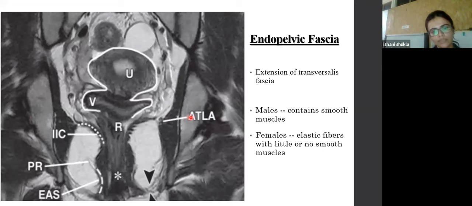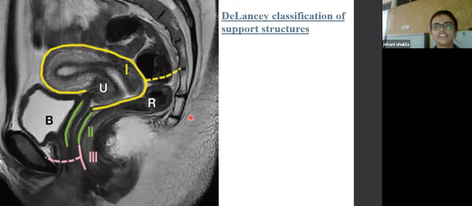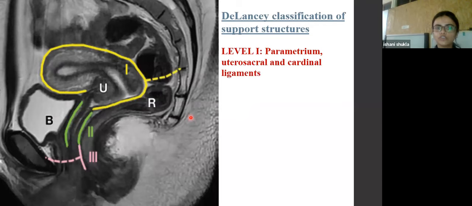Coming to DeLancey classification of support structures, which is important for pelvic organ prolapse. From superior to inferior, the endopelvic fascia forms these levels. Level 1 is the superior-most, which is the parametrium, uterosacral ligaments, and the cardinal ligaments. So this yellow line here is level 1, which covers the uterus and the upper part of the vagina. After that, this dotted line is the uterosacral ligament.